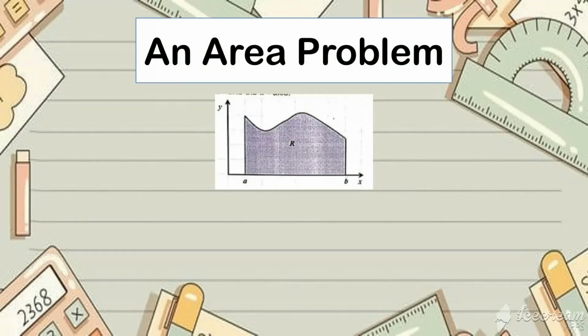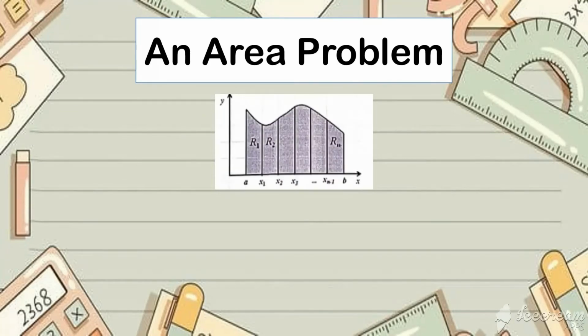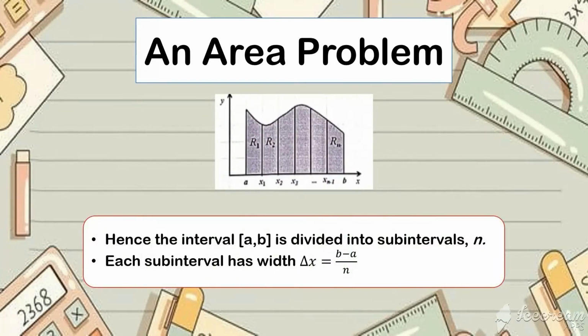If the graph given states that you need to find the area under the curve, you cannot simply use the polygon or rectangle formula since it has a curved side. So we can find the approximate area by dividing it into subintervals. Hence, the interval [a, b] is divided into n subintervals. Each subinterval has width delta x equal to (b minus a) over n.